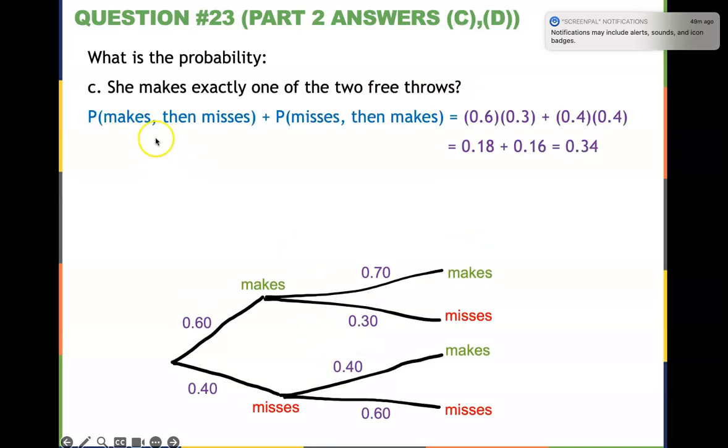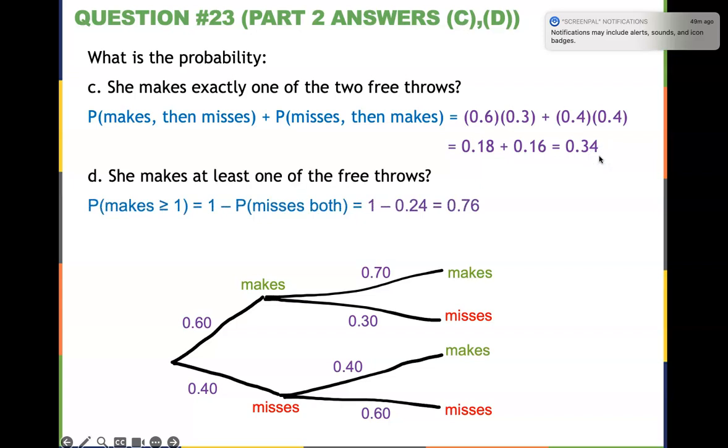Okay, probability of makes then misses is going to be 0.18. Probability of misses then makes is 0.16, so that's a 34% probability that she makes exactly one of the 2 free throws.